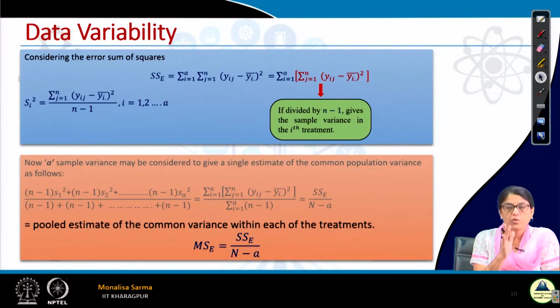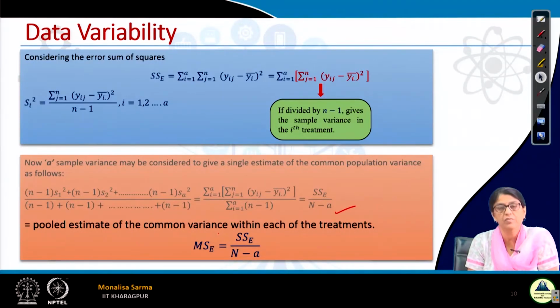See here, I am going slowly. SST is equal to SS treatment plus SSE. Now, from SSE, if I just divide by the degrees of freedom, I will get the pool variance estimate of all the populations. So that is what I have done. This term I have just added one extra term, that is divided by n minus a, and that becomes my pool estimate of the common variance within each of the treatments.